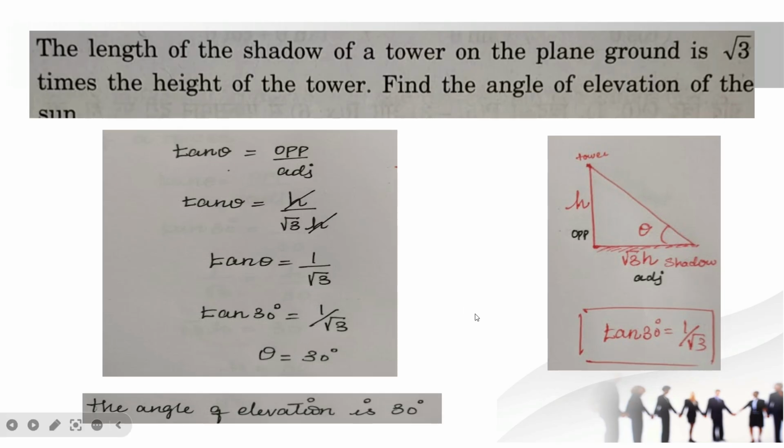When tan theta is 1 by root 3, the angle theta is 30 degrees. When the angle is 30 degrees, the tan value is 1 by root 3. So tan 30 degrees equals 1 by root 3. So the angle is 30 degrees. So the angle of elevation will be 30 degrees. You just mention that the angle of elevation is 30 degrees.